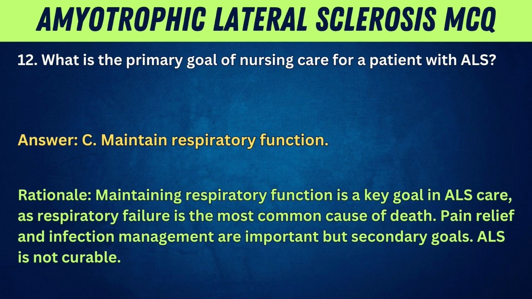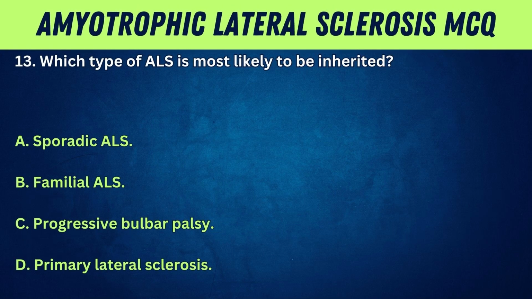Maintain respiratory function. Rationale: maintaining respiratory function is a key goal in ALS care, as respiratory failure is the most common cause of death. Pain relief and infection management are important but secondary goals. ALS is not curable.